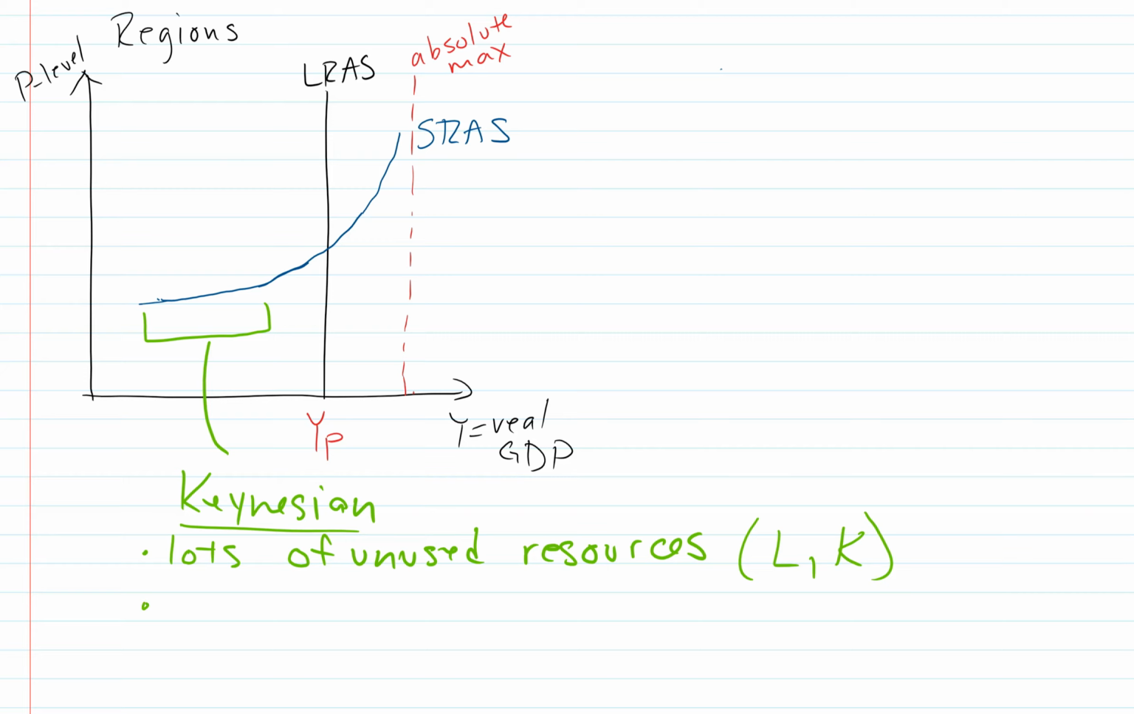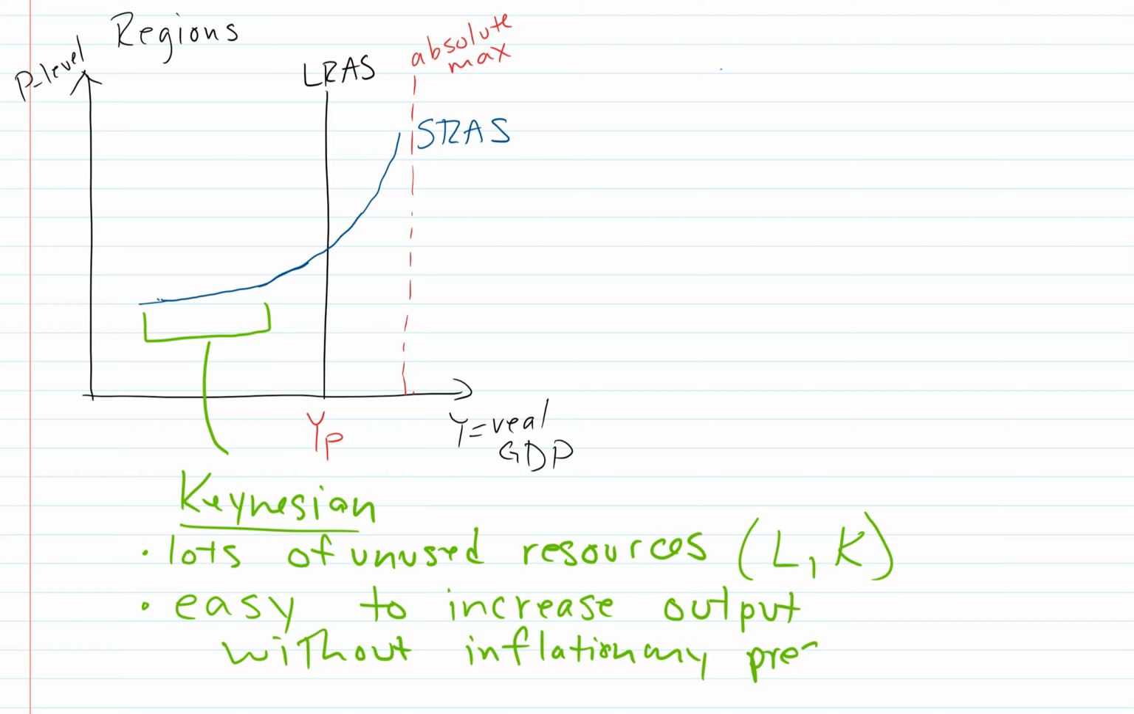So at this part, it should be easy to increase output because you have all this unused stuff, without having much inflationary pressure. You got tons of workers out of jobs and lots of space available to rent, etc. So there shouldn't be a whole lot of pressure on these prices. You should be able to increase your production without seeing really big increases in the price level. All right, so let's define another region.